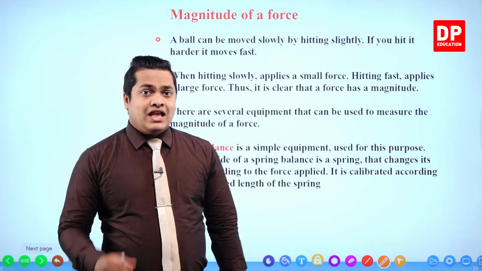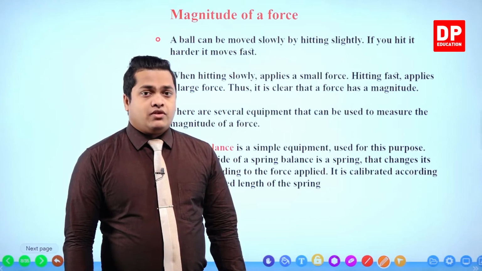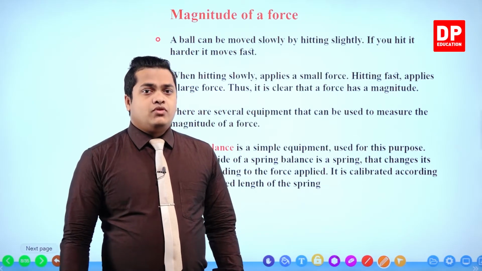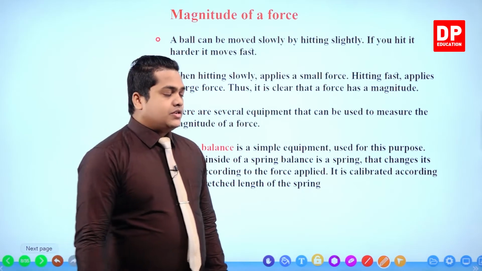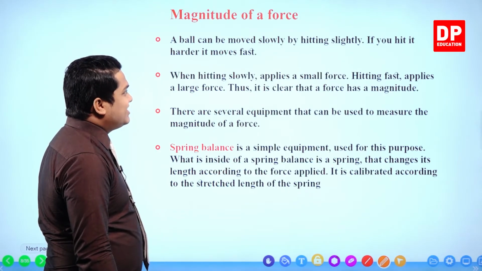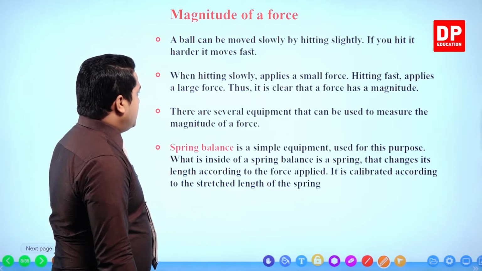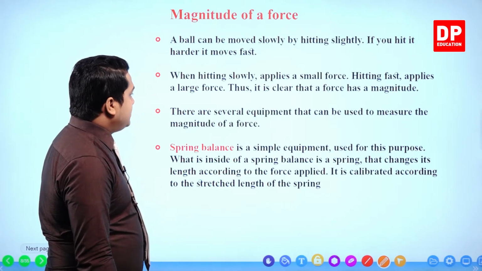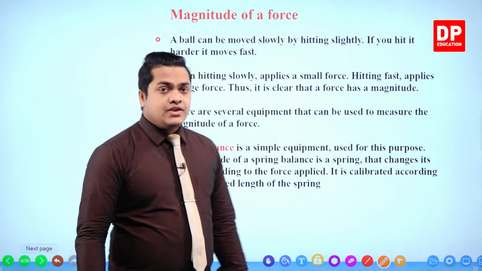So upon hitting the ball with that kind of speed, when applying a force of that nature, definitely the ball would move very fast. Here it is given that a ball can be moved slowly by hitting slightly. If you hit it harder, it moves fast. Obvious, right? So hitting slowly applies a small force, hitting fast applies a large force. Thus it is clear that a force has a magnitude.